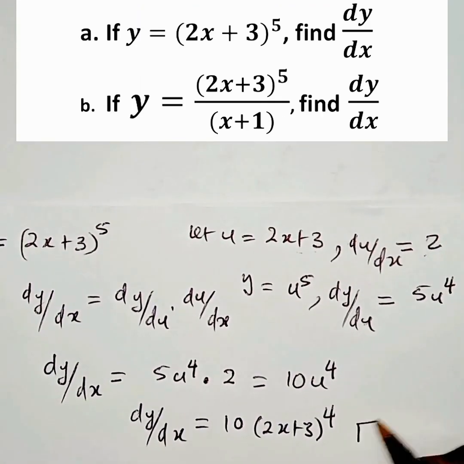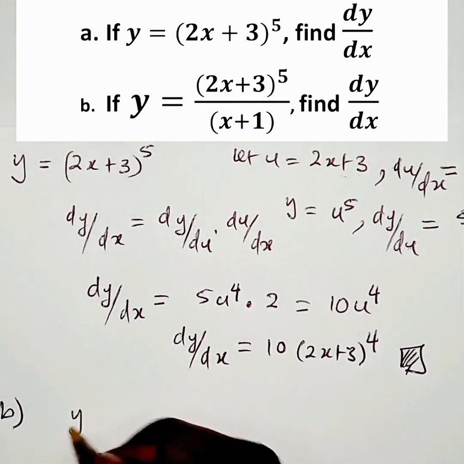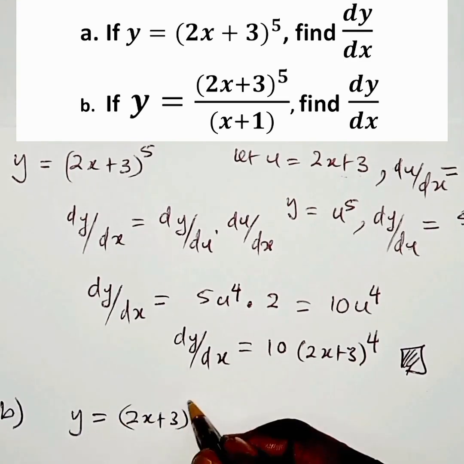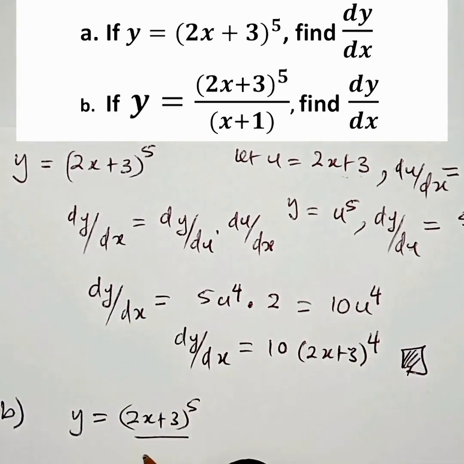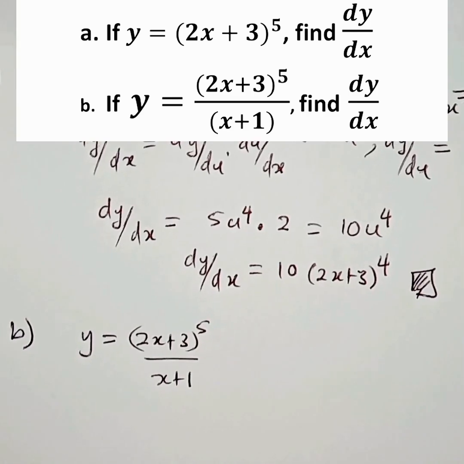Right, now that first part is done. Now we're going to do the second part, and that is b. Now we are given the function y is equal to (2x plus 3) to the power of 5 divided by x plus 1. So now we're going to use the quotient rule to differentiate that.